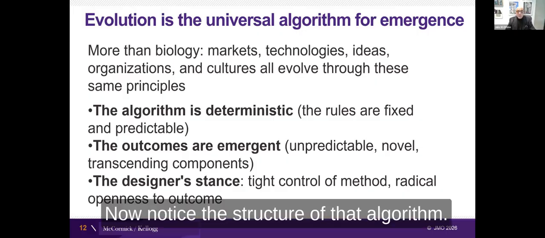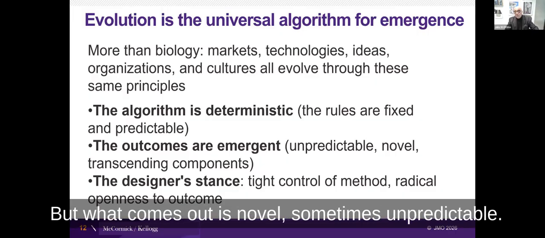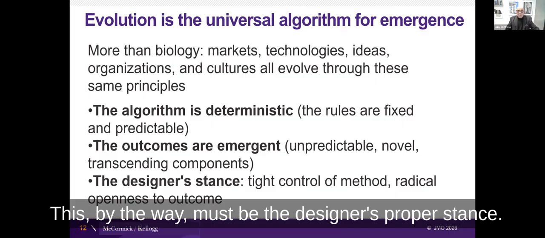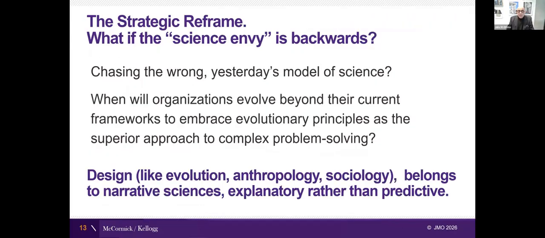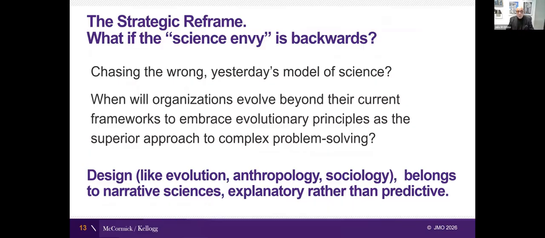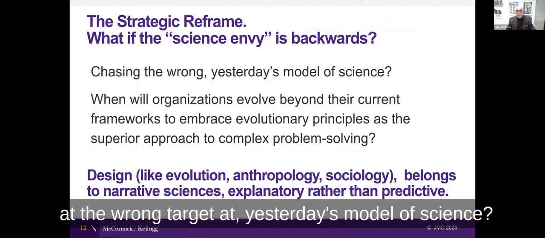Now notice the structure of that algorithm. Deterministic rules, emergent outcomes. But what comes out is novel, sometimes unpredictable. This, by the way, must be the designer's proper stance. Tight control of the method, radical openness to outcome. So here is the strategic refrain. What if the science envy in design has been aiming at the wrong target, at yesterday's model of science?